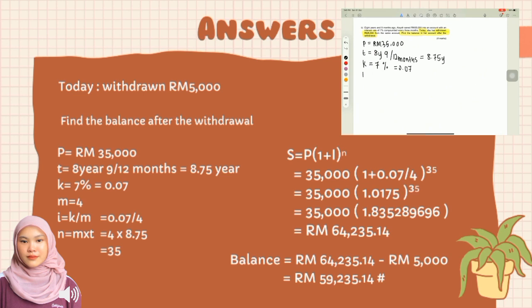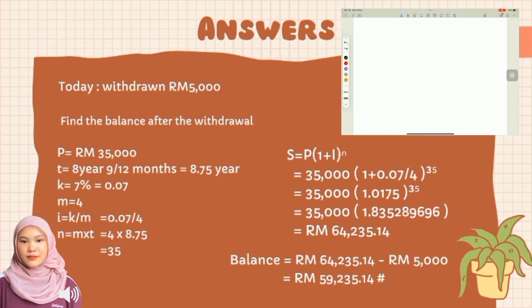N is 4, I, K, M equal 0.04. N is M multiply T, 4 multiply at 0.75, so the answer is 35. So this is the information that we get from the question.